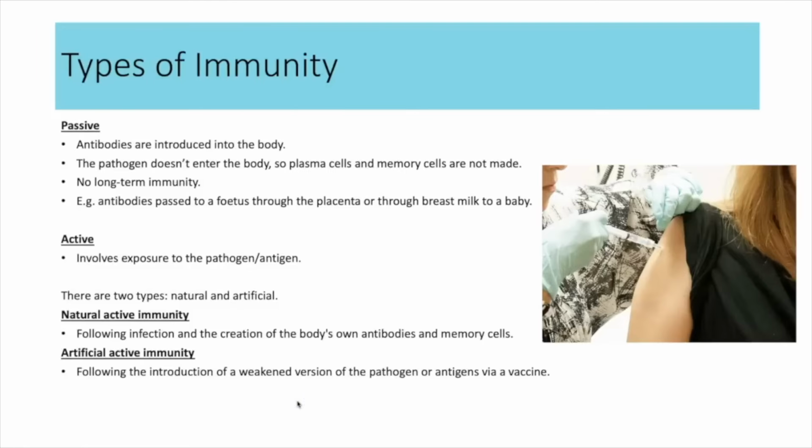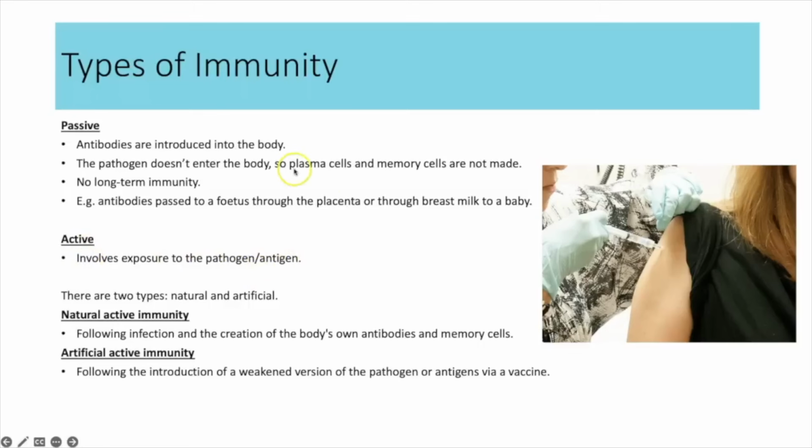And this leads us into the types of immunity that exist. Passive immunity is when antibodies are introduced directly into you. So the pathogen itself doesn't enter your body, so no plasma cells or memory cells have been made. And therefore, you don't have any long-term immunity. It's just temporary. And an example of this is antibodies passed to the fetus through the placenta or to babies through breast milk.